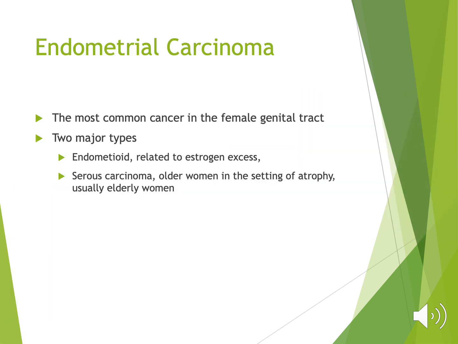Endometrial carcinoma is the most common cancer in the female genital tract. It has two major subtypes. Endometrioid, related to estrogen excess, and the pathway we mentioned in the previous few slides: hyperplasia, and then atypia, and then invasive malignancy. The other major subtype is serous carcinoma. It affects older women in the setting of atrophy.